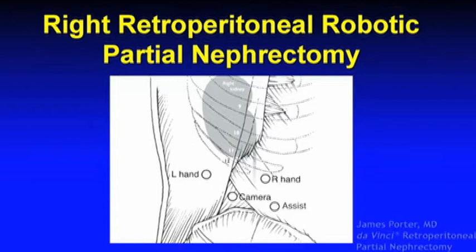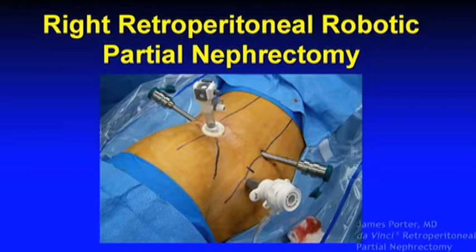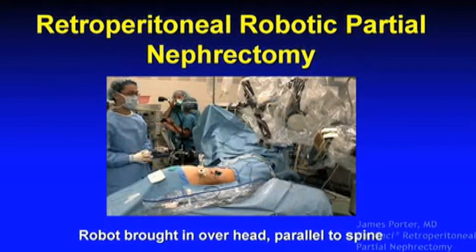Next slide. And this is what it looks like. Again, anterior axillary line, mid-axillary line, and then we have the left robotic arm on the posterior axillary line. Next slide. The robot has been brought in and docked over the patient's head parallel to the spine. This is in distinction to the transperitoneal approach where the robot's brought in perpendicular to the back. So this is going to be a nice demonstration of the retroperitoneal approach.